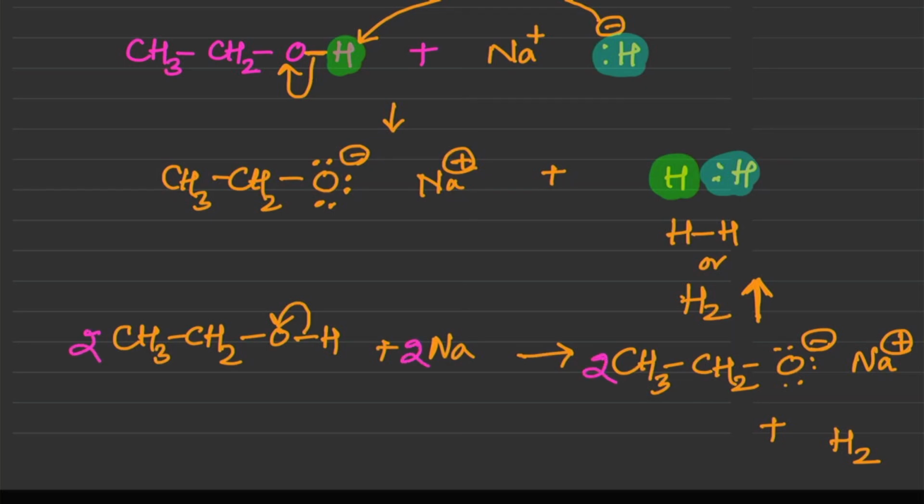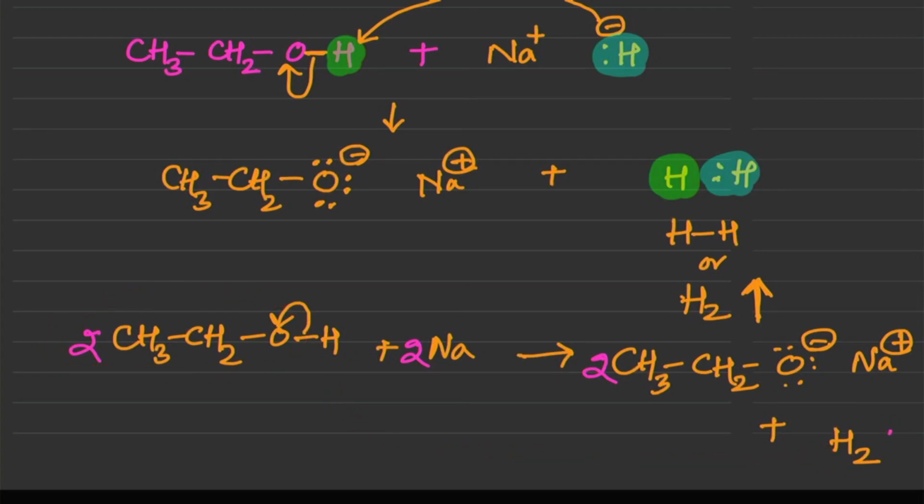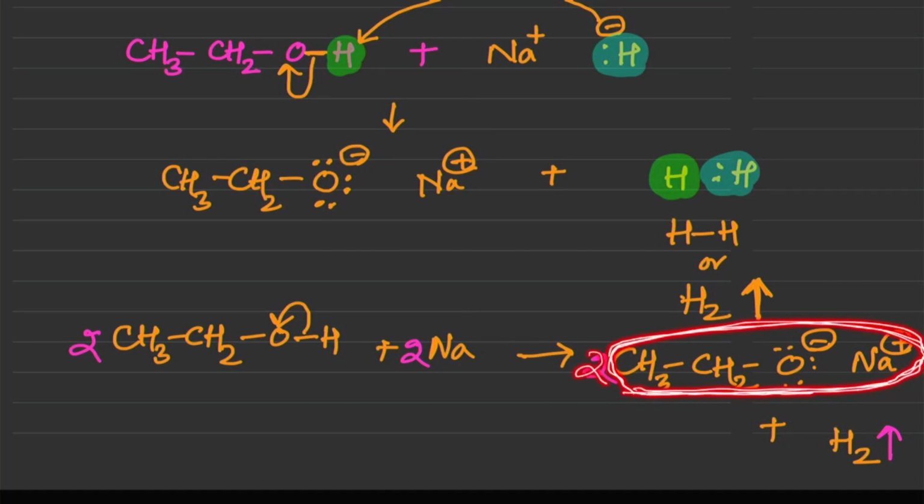All right, so now you can see 2 of the alcohol gave 2 hydrogens out. Those 2 hydrogens become hydrogen gas. So this hydrogen gas would go away. And then 2 of the sodium neutralize the 2 ethoxide ions right here, because it's multiplied by 2, so everything is doubled. And that's how you make an alkoxide or ethoxide ion from alcohol. All right, let's stop the video here.